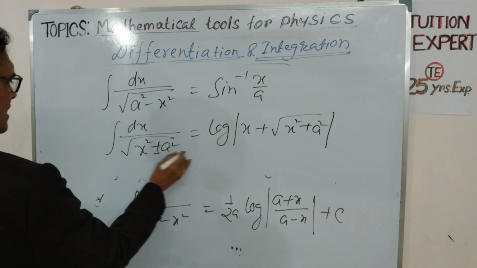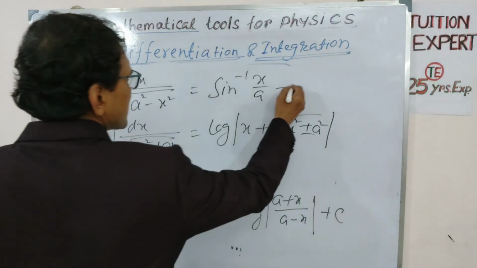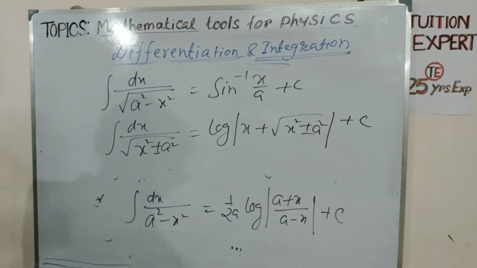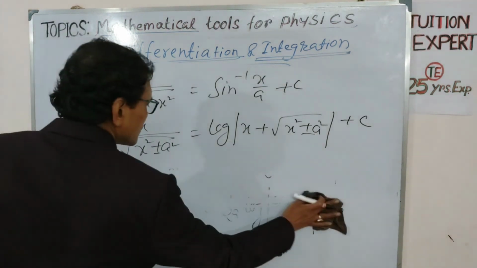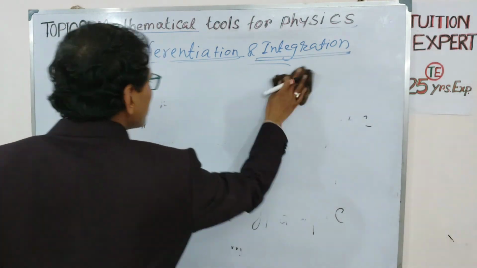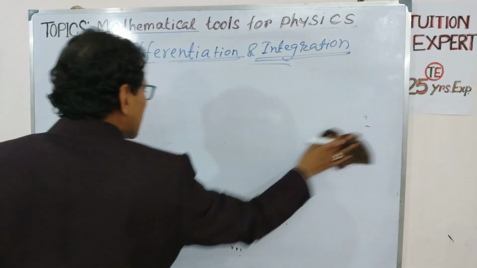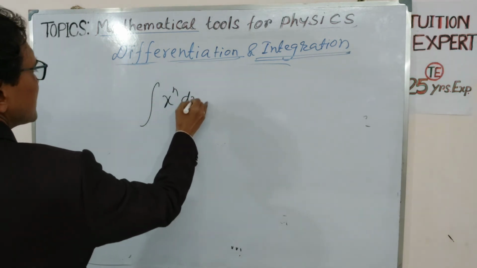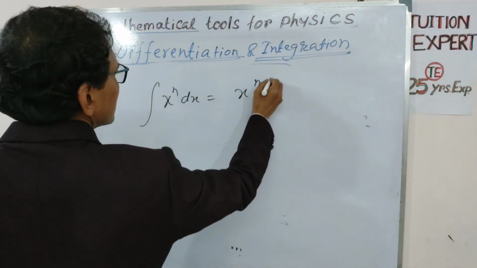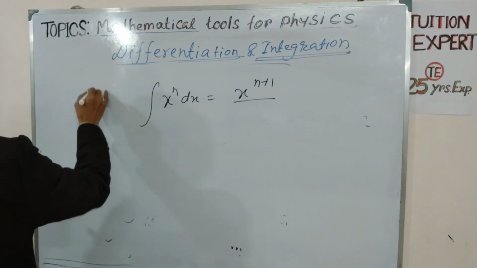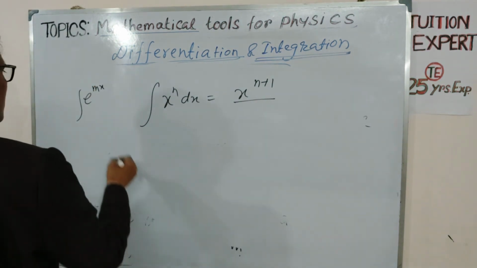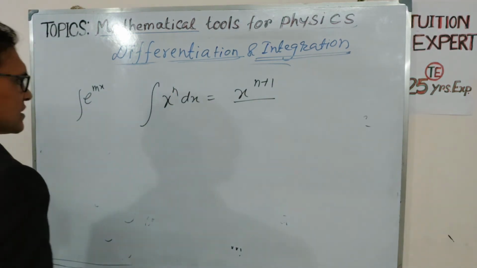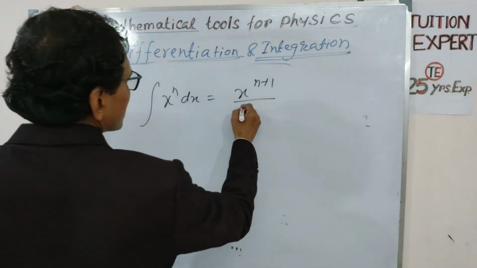If here is minus, then here is minus. So these are the basic formulas of integration. Now how to apply the basic formulas of integration in kinematics? In kinematics, mostly the x to the power n formula is used, sometimes e to the power mx or sin mx. This formula is the most used.